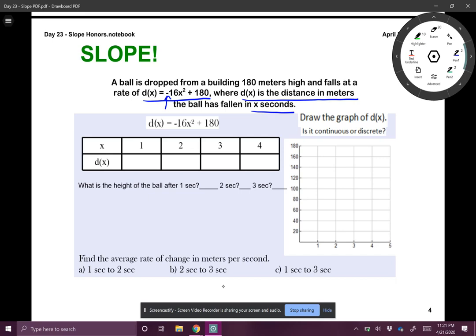Notice how we have a function that's going to be opening down because of that negative sign, and that makes sense because we're dropping a ball off of a building. And we can already tell that the building is going to be 180 meters high. One, because it tells us in the equation, and two, because we see it as our y value, or as our y-intercept value.